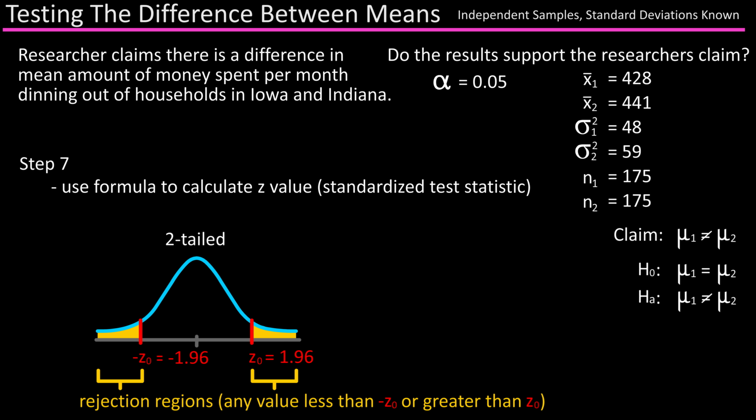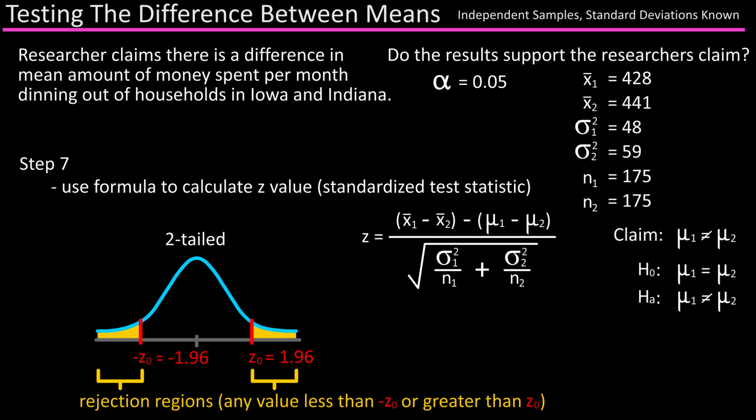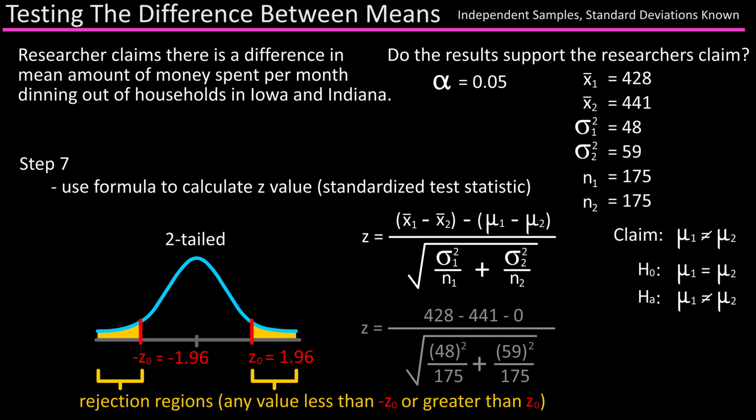Step 7 is to use the formula to calculate the z-value, or the value of the standardized test statistic. And in our example, we have 428 minus 441 minus 0, as we always assume mu 1 minus mu 2 equals 0, over the square root of 48 squared over 175 plus 59 squared over 175. And this calculates out to z equals negative 2.261.